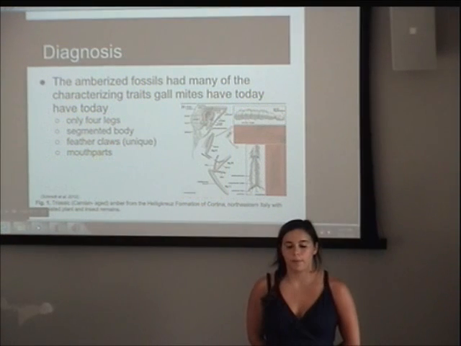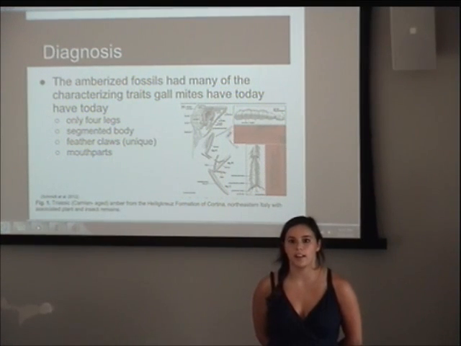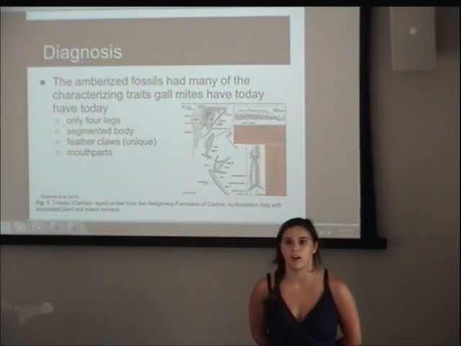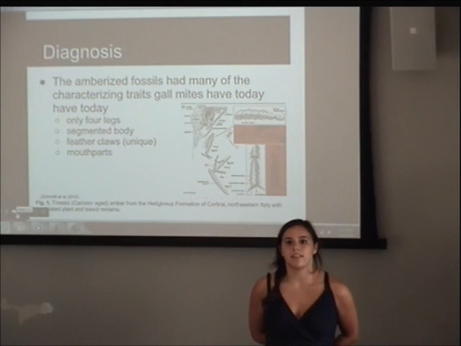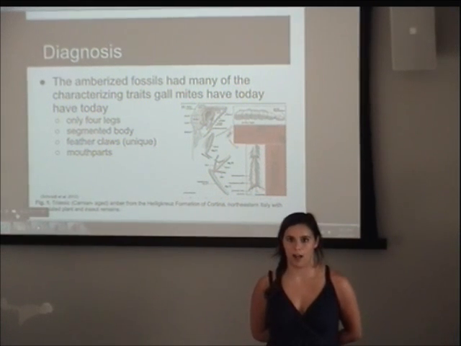When the fossils from the Triassic period were found, the paleontologists were surprised. They found that the gall mites in the fossilized amber were very similar to those of modern day. They had many of the unique characteristics that gall mites from today have. They have only 4 legs, 2 pairs, a segmented body, and their unique feather claws.